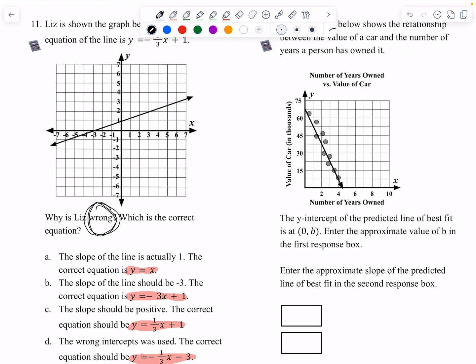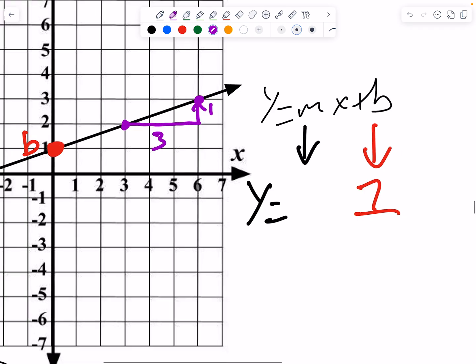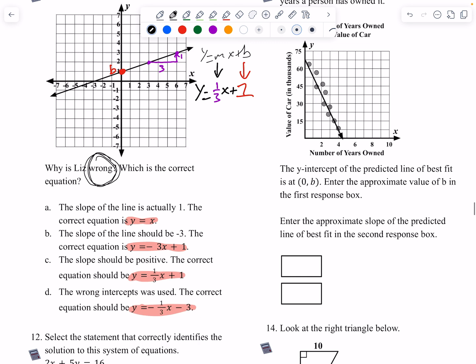So let's see, my all-time favorite equation, mx plus b. Where do I find my b? My b is right there. So there it is, b equals 1. My y stayed the same. I got to change my m. So my m is going to be my lattice points where I do my rise over run triangle. So I got 1 and 3. So 1/3 x plus 1. So that should be my equation.